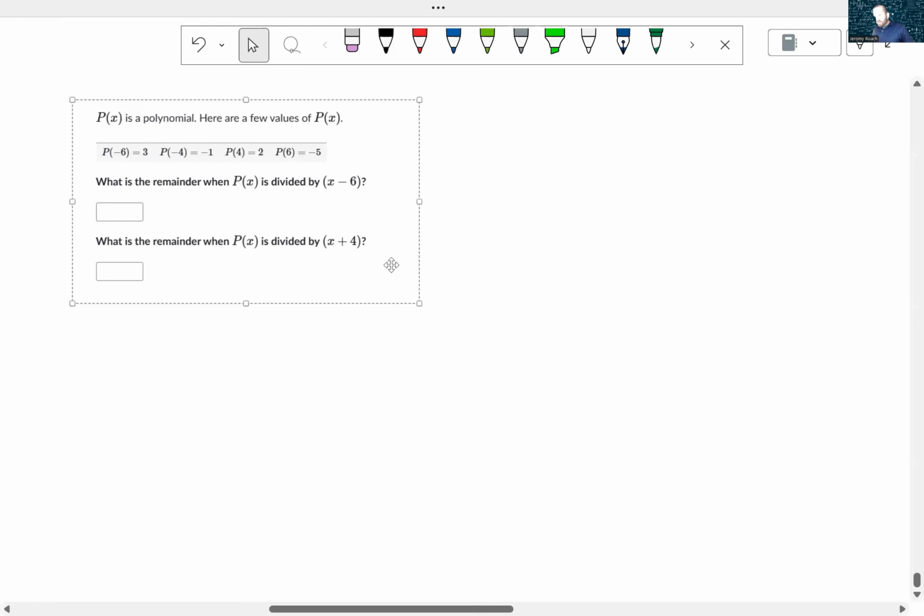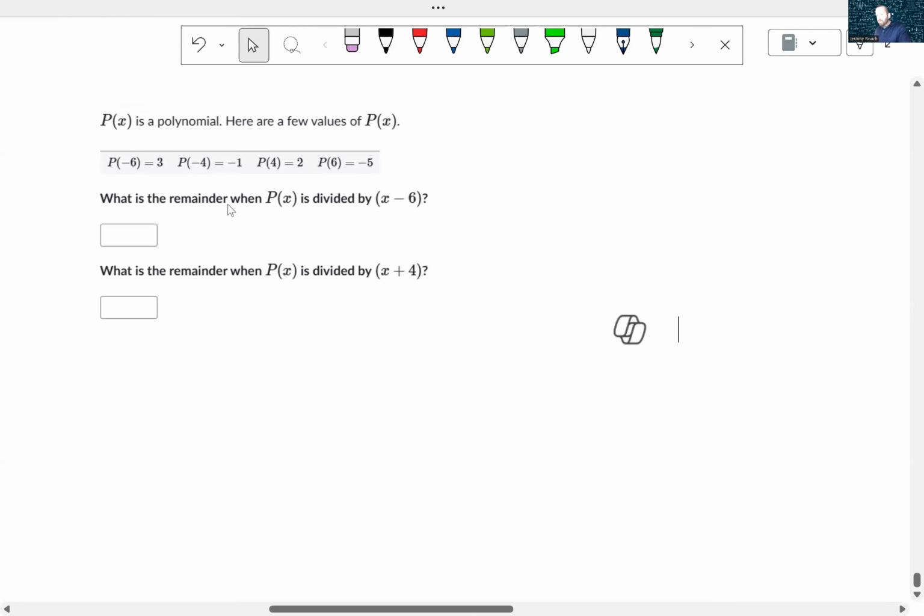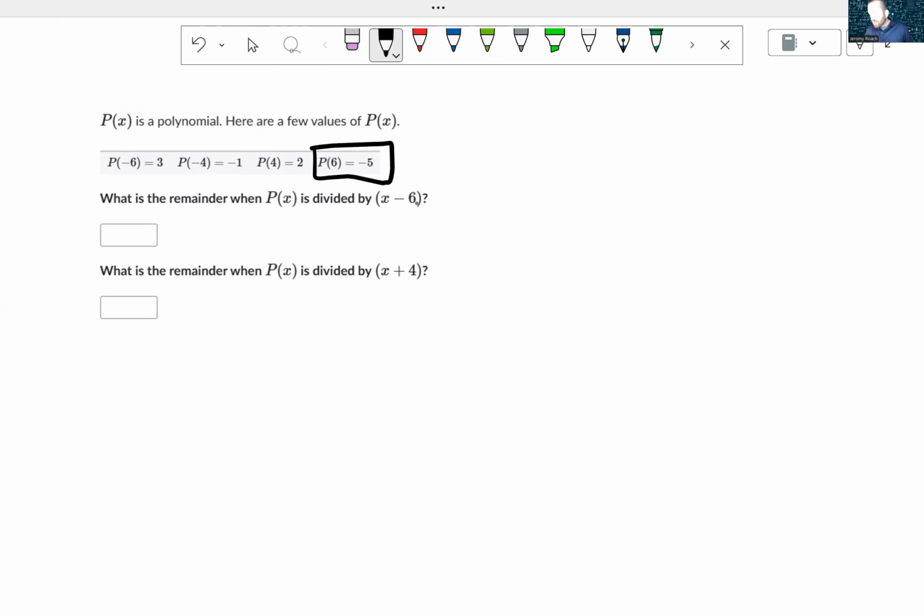Okay, and there's one more that's giving us sort of the same thing, but it's in a table format. So this says, here's the polynomial, here's some values. What's the remainder of this polynomial when we divide it by x minus 6? Well, if we divide by x minus 6, we set it equal to 0, and we find the remainder when x is equal to 6, not when x is equal to -6. So not that one. When x equals 6, it's -5.